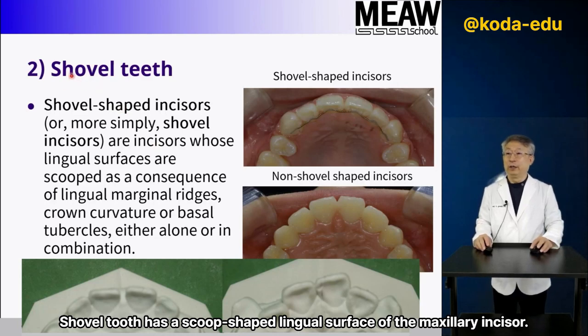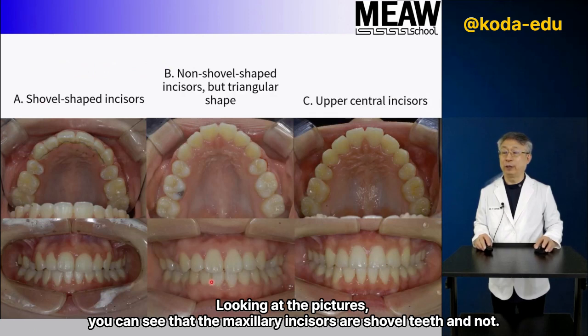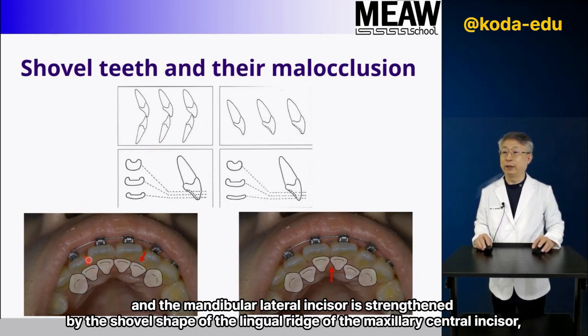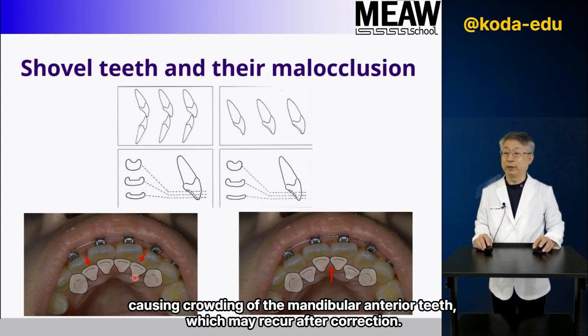Shovel tooth has a scoop-shaped lingual surface of the maxillary incisor. Looking at the pictures, you can see that the maxillary incisors are shovel teeth and not. The mandibular central incisor touches the lingual side of the maxillary central incisor, and the mandibular lateral incisor is strengthened by the shovel shape of the lingual ridge of the maxillary central incisor, causing crowding of the mandibular anterior teeth, which may recur after correction.